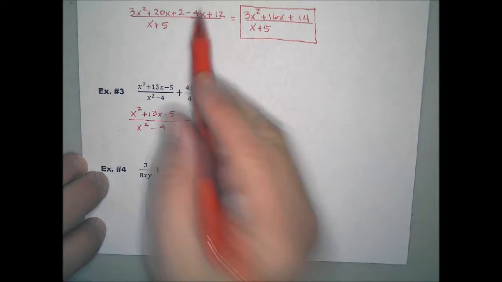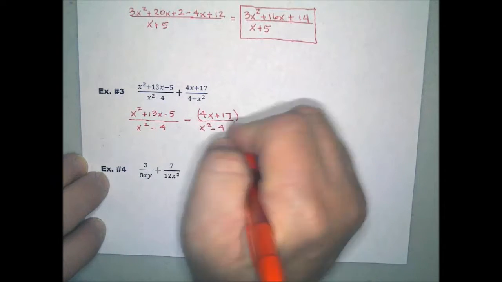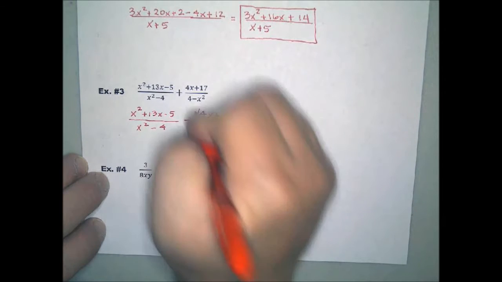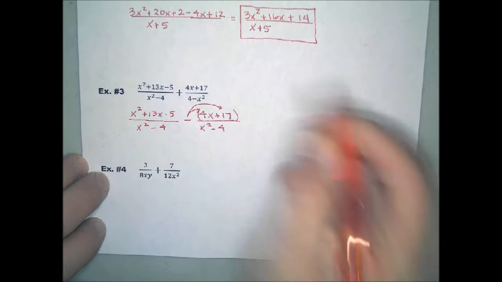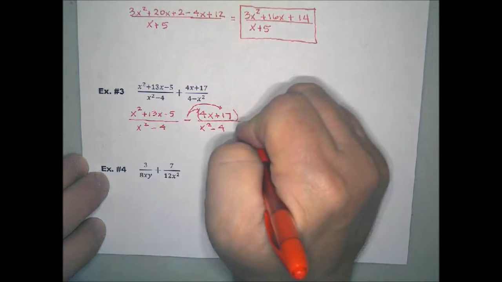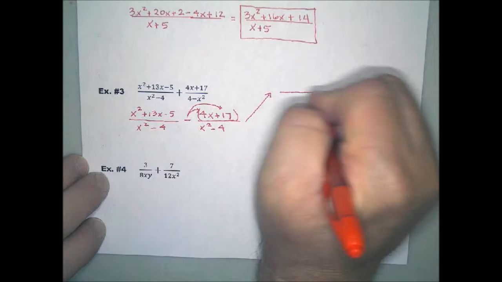And now we're where we were on the previous problem. Don't forget that 4x plus 17 should be considered in parentheses because that subtraction sign needs to get distributed to both. Now, let's see where we are at this point.